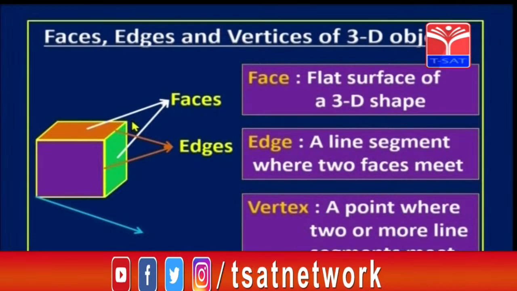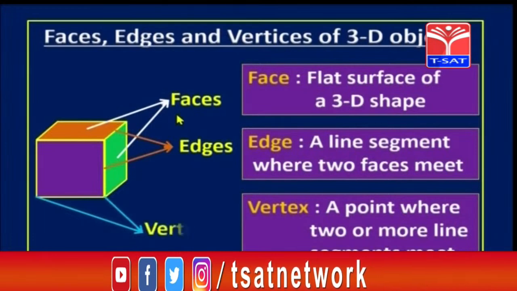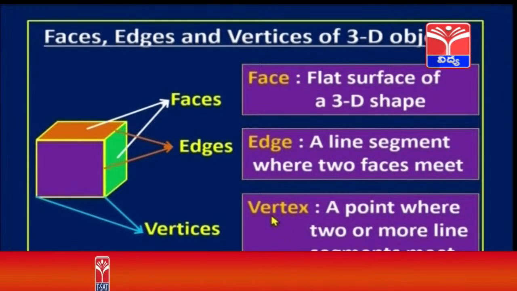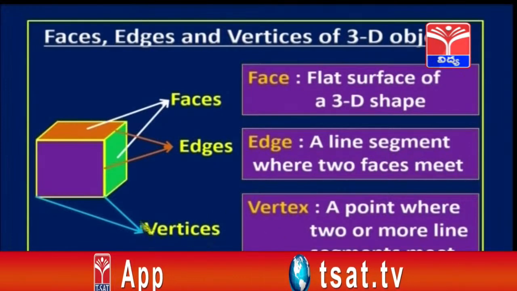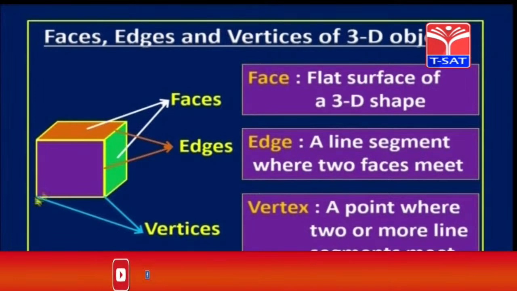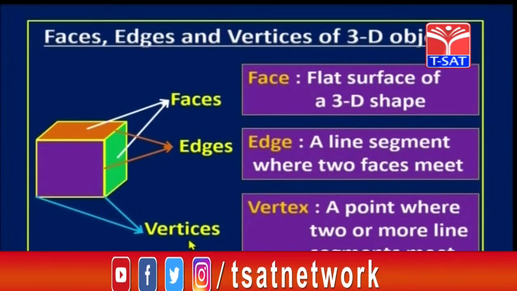So here I am taking 2 points, we are calling them vertices. Children, if it is 1 point, we have to call it a vertex. If it is more than 1 point, we have to call them vertices. See children, here you can observe 2 line segments are meeting at this point. 3 line segments are meeting at this point, so we are calling them vertices.